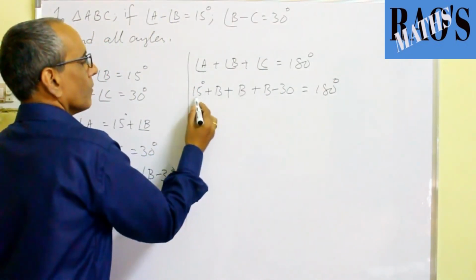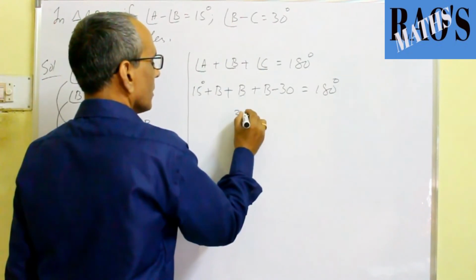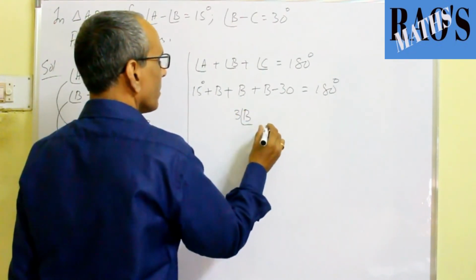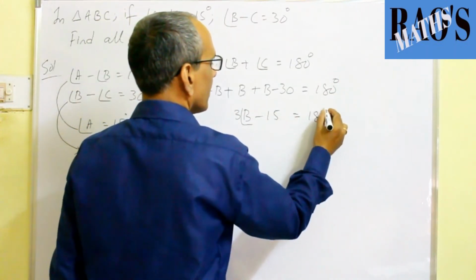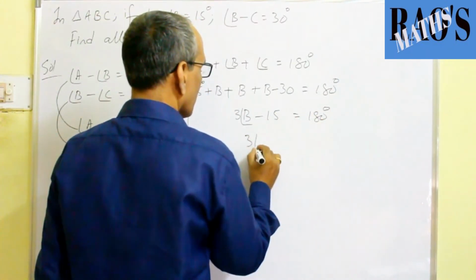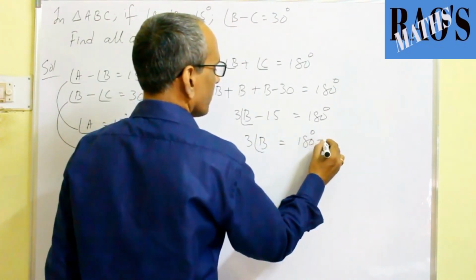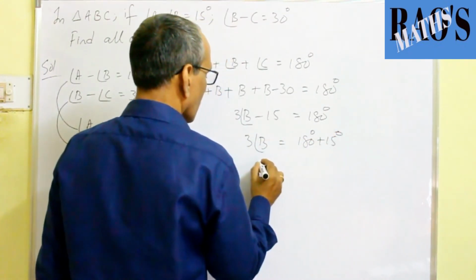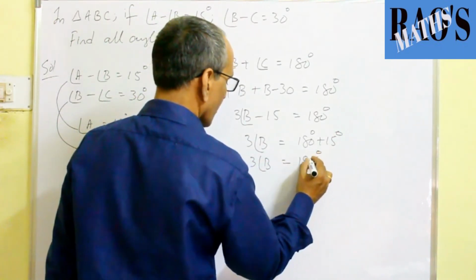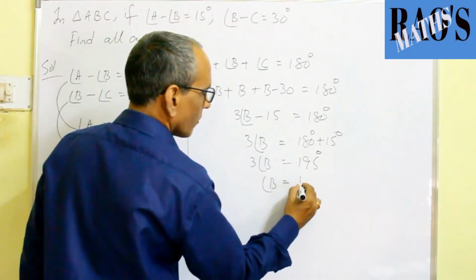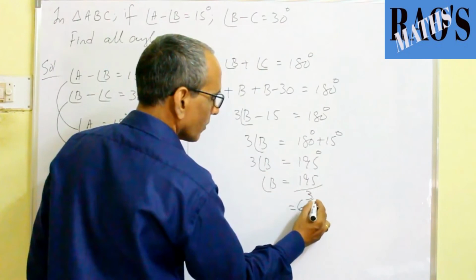So 15 minus 30, and B plus B plus B, 3B, that means 3 times angle B, minus 15 is equal to 180 degrees. 3 times angle B is equal to 180 plus 15. So 3 times angle B is equal to 195. Angle B is equal to 195 by 3, which gives 65 degrees. We got angle B.